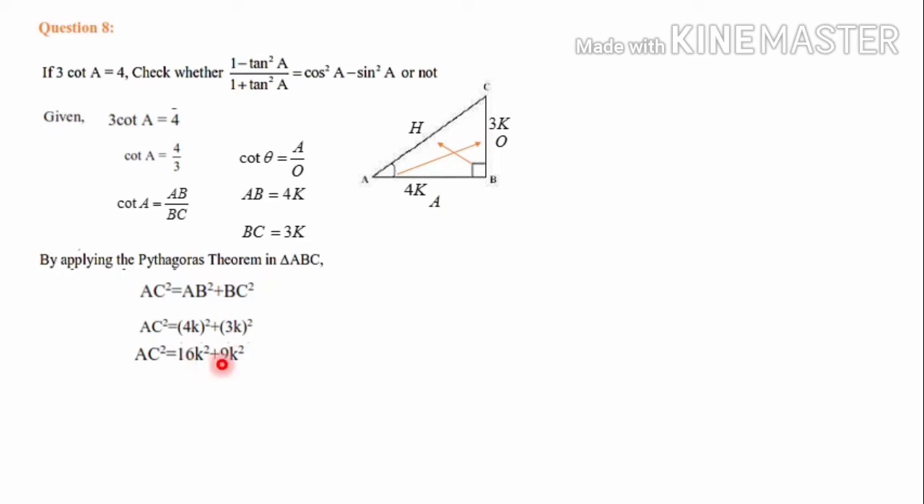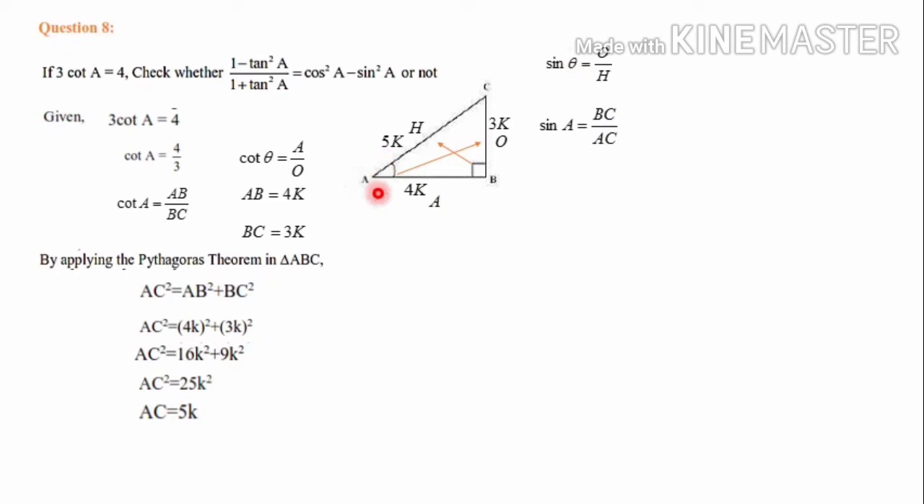So we have got 16K square plus 9K square. That is AC square is equal to 25K square, since 16 plus 9 is 25. Then AC is equal to root of 25K square. Root of 25 is 5, root of K square is K. So we have got the length of AC as 5K. Let's mark it on the diagram. AC is 5K. Then we have to write sine theta, that is sine theta is O divided by H, that is equal to O, where O is BC and H is AC. So sine A is equal to BC by AC. Here theta is our given angle.